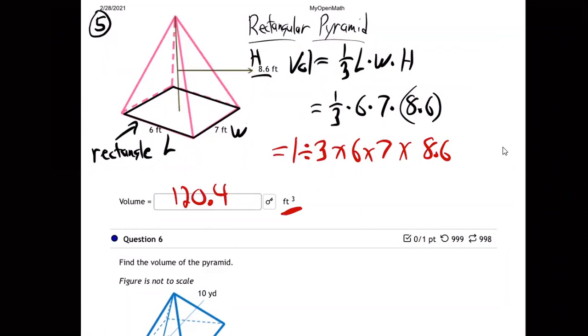So notice the height comes straight down to the ground. That's the height, isn't it? Height always goes straight down to the ground. So that's the height. There we go.